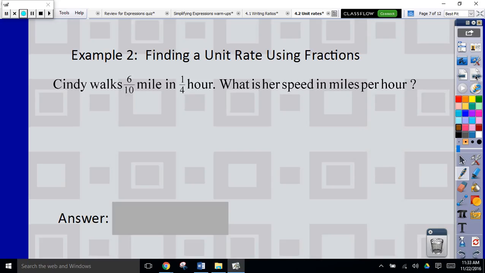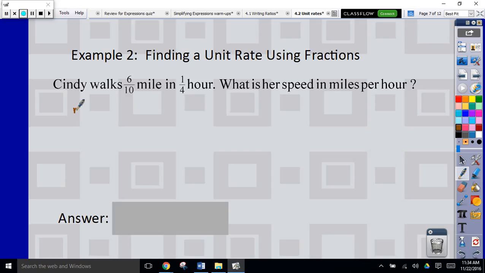So we're finding a unit rate using fractions. This is more the type of problem you're going to see more often because they want you to be proficient at working with fractions. Cindy walks 6/10 of a mile in 1/4 of an hour. What is her speed in miles per hour? So what is our ratio going to look like for this problem? Volunteer? Nick? 6/10 over 1/4. Good.